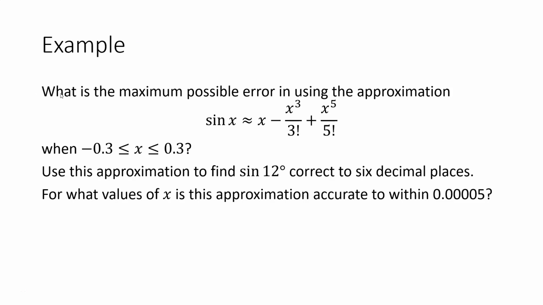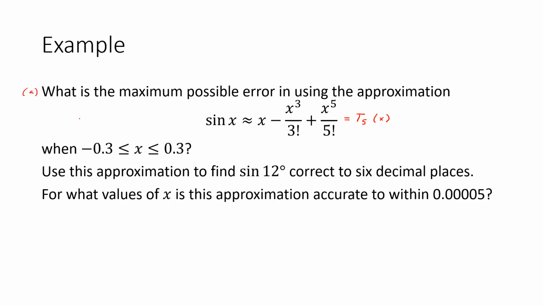Here in this example, we'll be approximating sine x with, in this case, its order 5 Taylor polynomial. Right, so this would be T5, centered at 0. So we'll ask a couple of questions here.